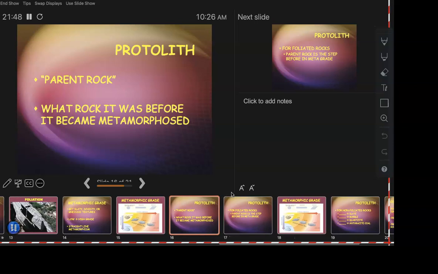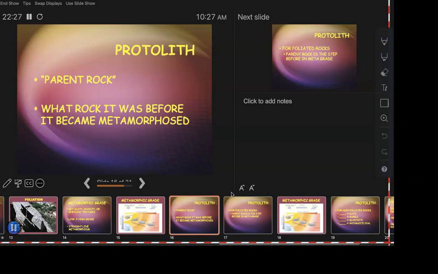One more vocab: protolith. Proto means earlier, first. Prototype. Protozoa. Protozoa means first life, right? Early life. So this is first rock. What I call parent rock, and what some of my teachers call it too. But the real word is protolith. What it was before it became metamorphosed. I don't know if that's a word, but we use it in here.